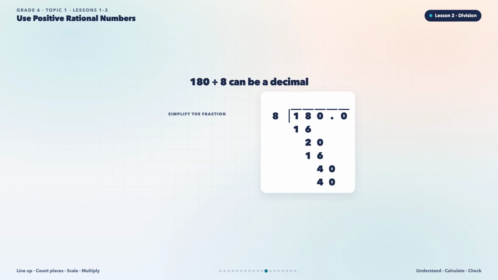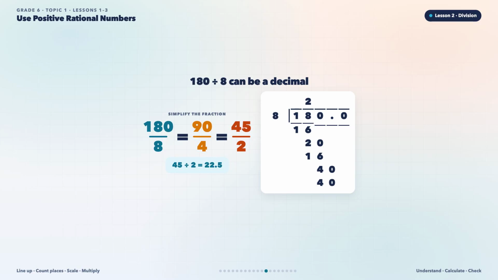Sometimes the quotient is a decimal. Find 180 divided by 8. As a fraction, 180 over 8. Divide both by 2, 90 over 4. Divide both by 2 again, 45 over 2, which is 22 and 5/10. In long division, 8 goes into 18 2 times. Bring down the 0. 8 goes into 20 2 times, with 4 left. Add a decimal and a 0. 8 goes into 40 5 times. 180 divided by 8 is 22.5.